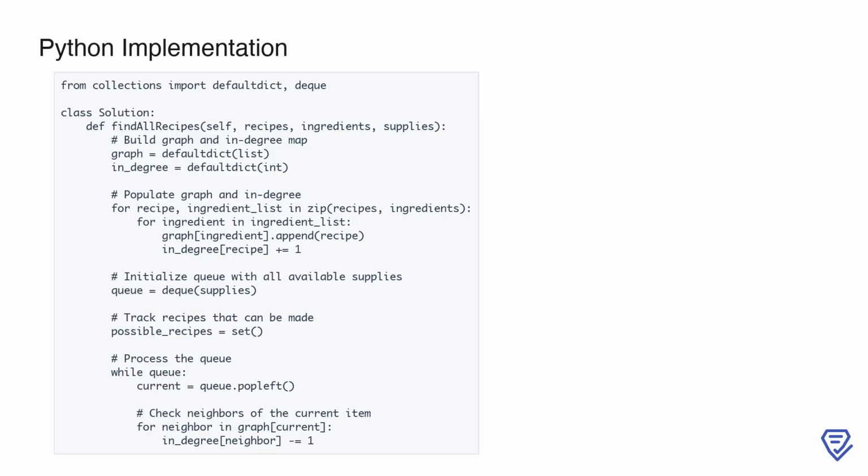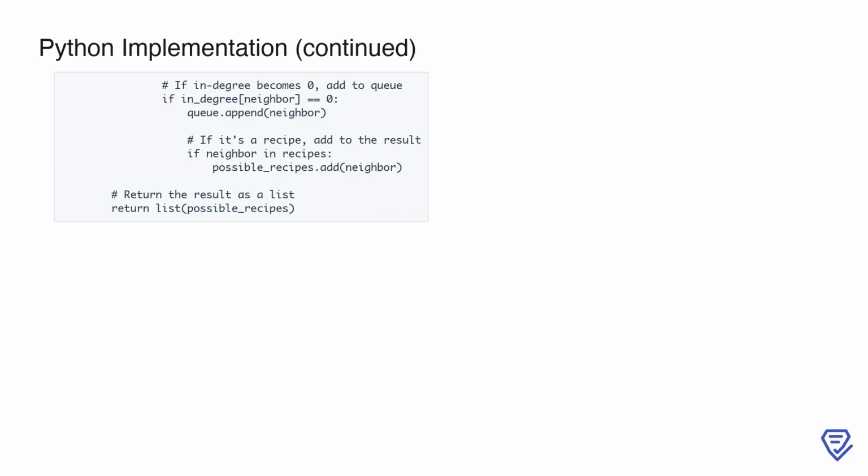Finally, we start processing the queue. While there are items in the queue, we dequeue the current ingredient or supply and examine its neighbors in the graph. These neighbors represent recipes that depend on the current ingredient. For each of these neighbors, we reduce their in-degree by 1, as we've now accounted for one of their required ingredients. If the in-degree of a neighbor becomes 0, it means all its prerequisites are satisfied, so we add it to the queue for further processing. Additionally, if the neighbor is a recipe, we add it to the possible_recipes set, since it's now feasible to make.